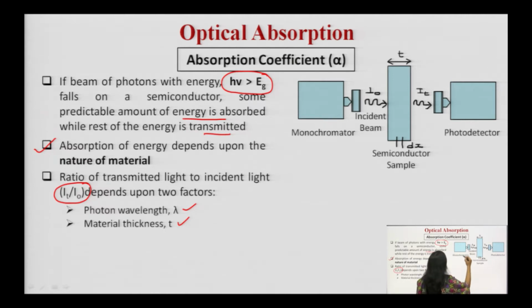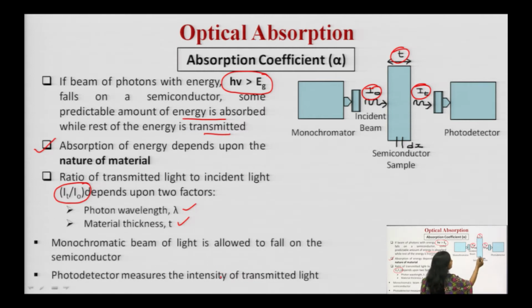Here you can see a monochromator being shown. With the help of this monochromator, incident light I naught is imparted on the semiconductor sample. The thickness of the semiconductor is T, and the light is then observed by a photodetector. The photodetector is used to identify the intensity of the transmitted light. IT is the intensity of the transmitted wave, and for calculation a small thickness dx is taken at a distance x. If you are moving along a distance x, a small portion is taken over here.